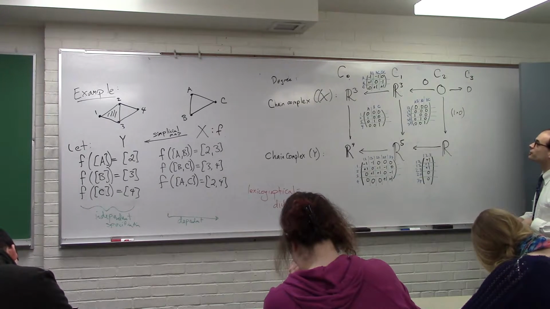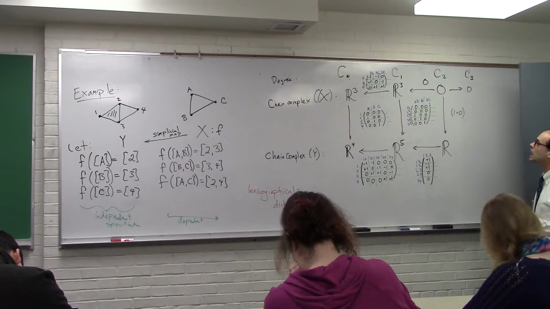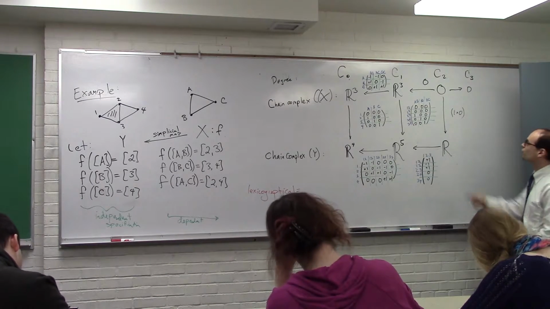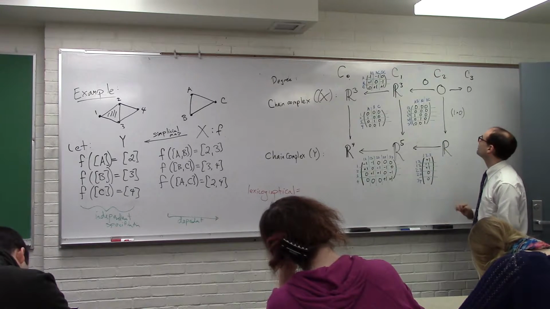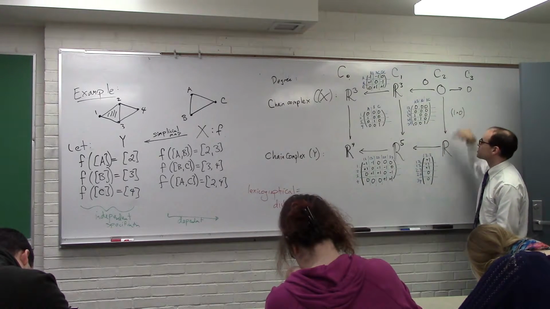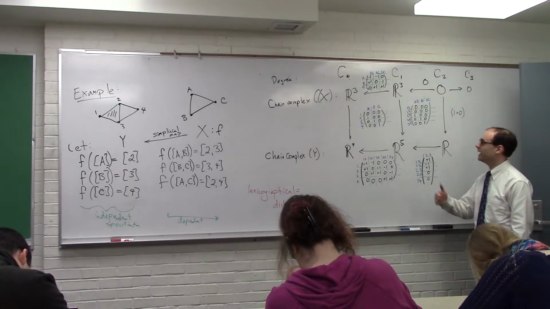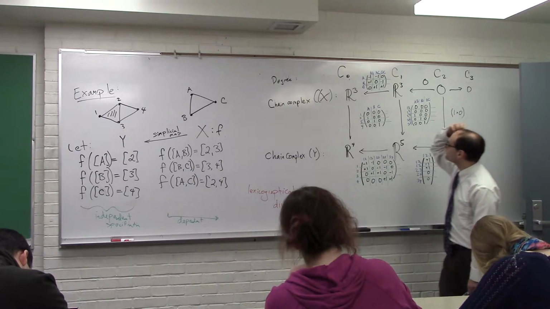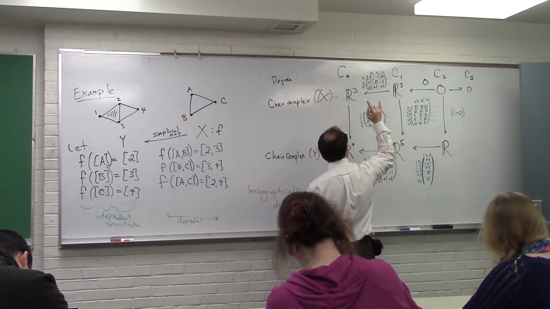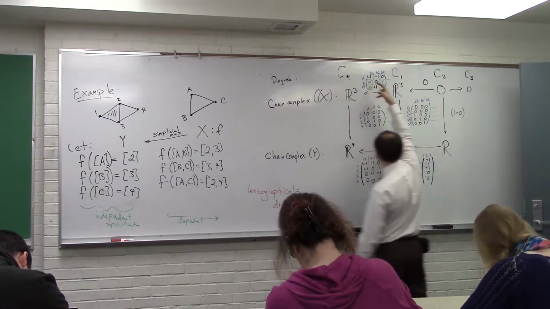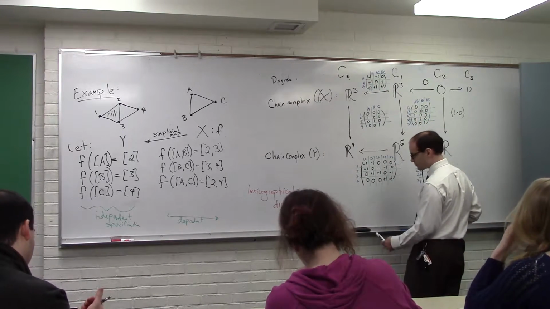Ostensibly, now let's check to see if it really is a chain map. The first square commutes trivially, because 0 times anything is 0 times anything else. Row into column, 0. All right, so now let's actually write these out.